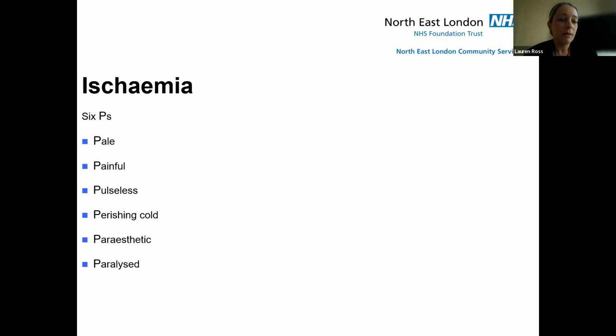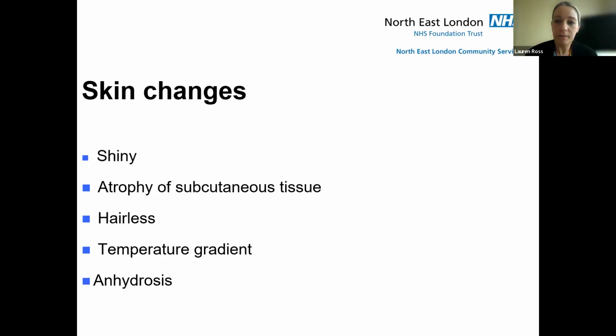Perishing cold. So again, that temperature difference. Paresthetic. So is the patient experiencing any pins and needles or numbness, which can also indicate any nerve changes or neuropathic changes, but can also indicate ischemic changes there. And paralyzed. So is there any changes in their mobility of their foot?